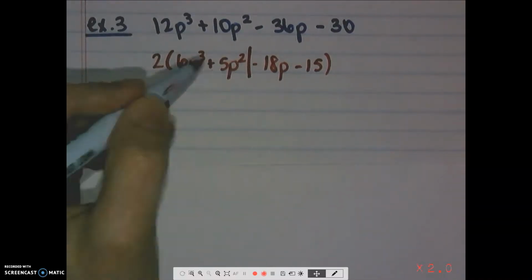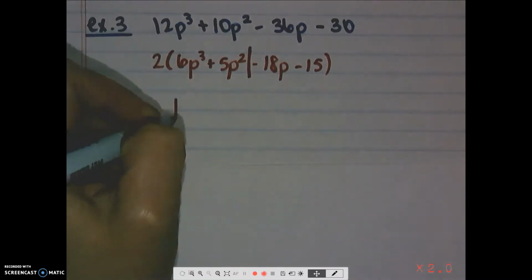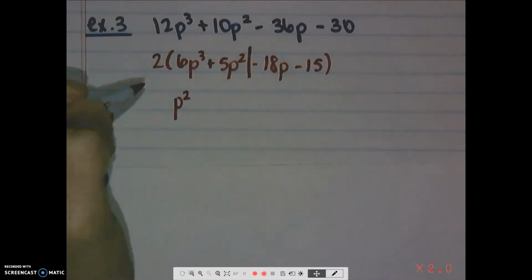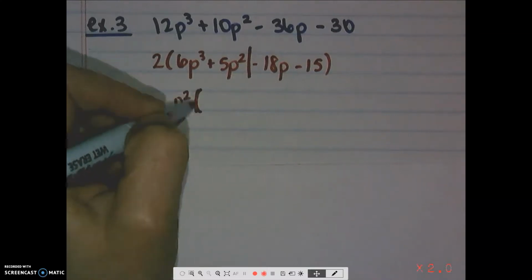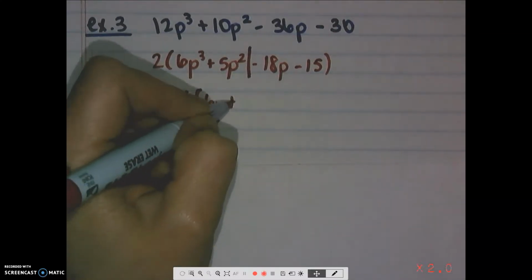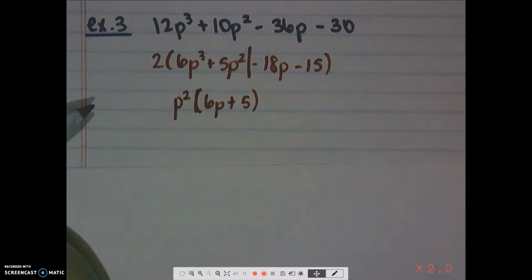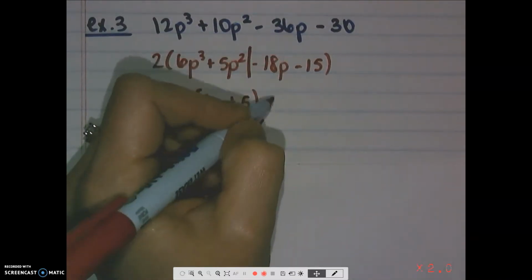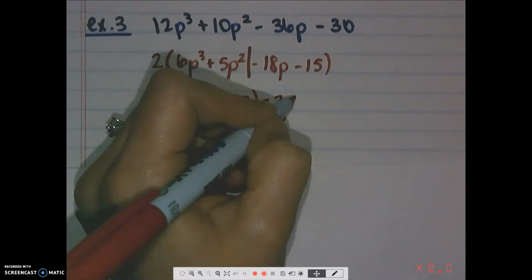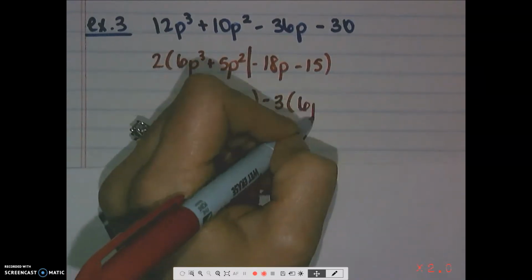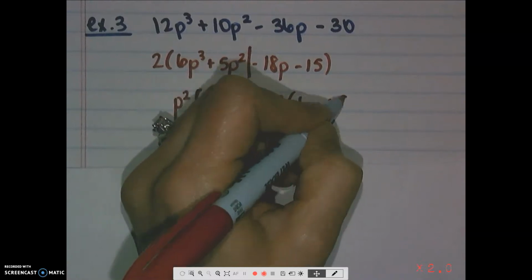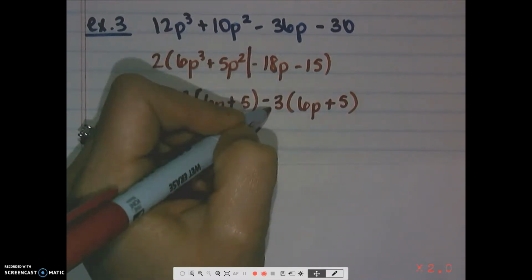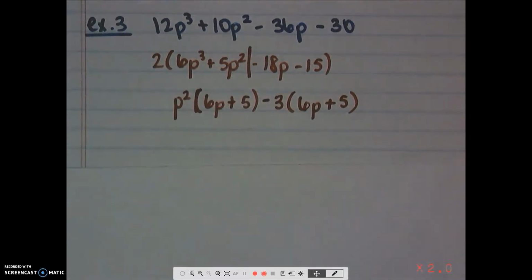6p cubed plus 5p squared is going to have a p squared in common. Left-hand side then, we would have 6p plus 5. The second half of this, negative 18p minus 15, has a negative 3 in common. Left-hand side is 6p plus 5, so be careful when dividing that negative by a negative. You got to change the sign there.